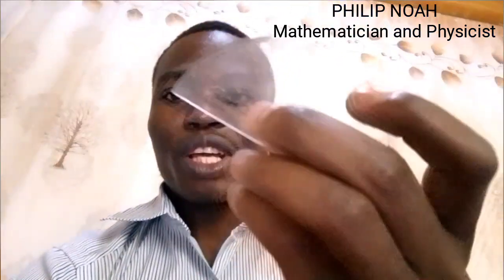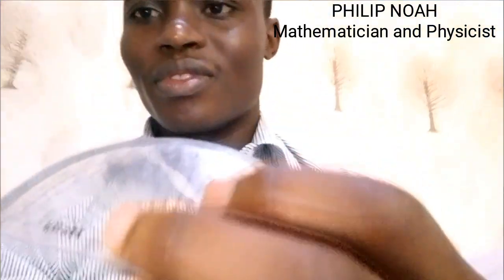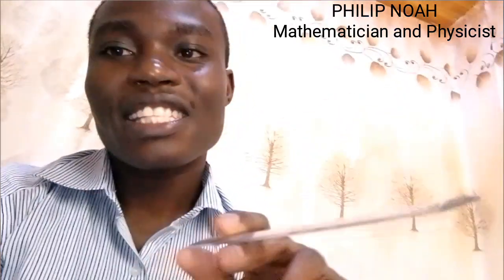This is a ruler. It's so amazing. If you don't know a ruler, this is a 15 centimeter ruler, and this is what I'm calling a protractor. A ruler, as we all know, is used to measure length. It's marked in centimeters, and the other side is in inches.